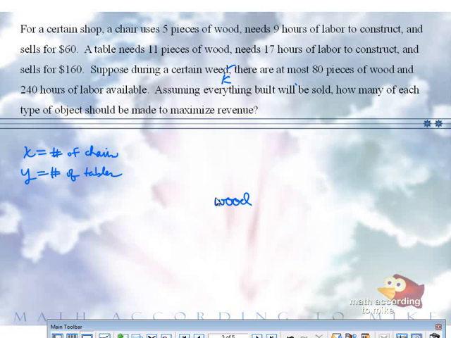So a chair uses 5 pieces of wood. We're creating X chairs. How much wood do we need for the X chairs? 5X. So each chair needs 5 pieces of wood, we have X such chairs, so we have 5X pieces of wood just for the chairs. A table needs 11 pieces of wood. We have Y such tables. How much wood do we need for the tables? 11Y. So 5X plus 11Y is the expression that represents the total amount of wood being used.